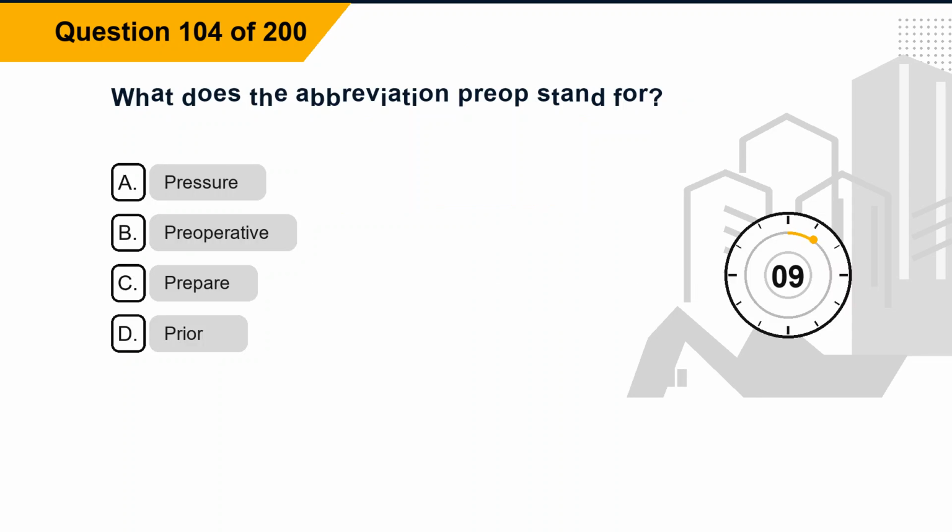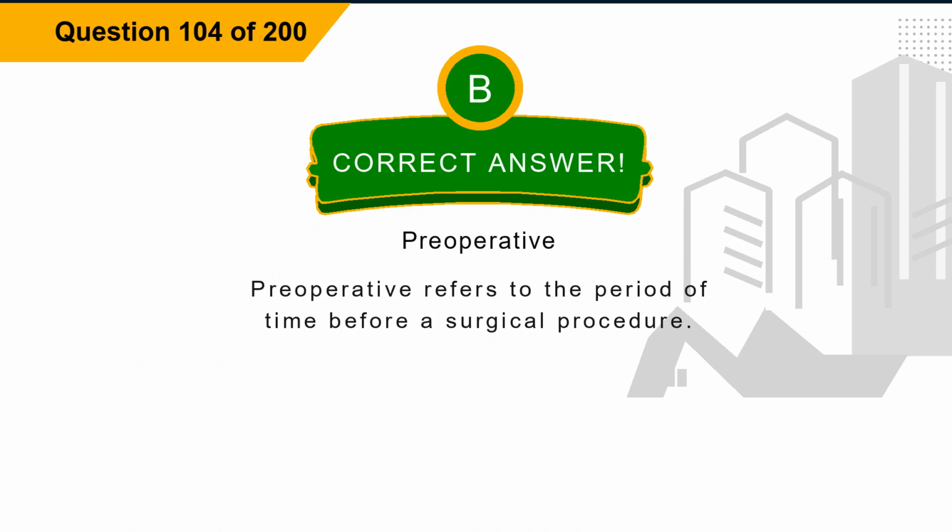Question 104. What does the abbreviation pre-op stand for? Option A, pressure. Option B, preoperative. Option C, prepare. Option D, prior. The correct answer is option B, preoperative. Explanation. Preoperative refers to the period of time before a surgical procedure.